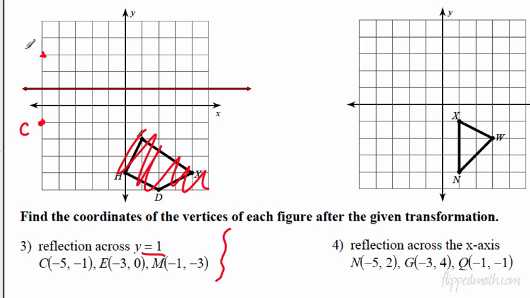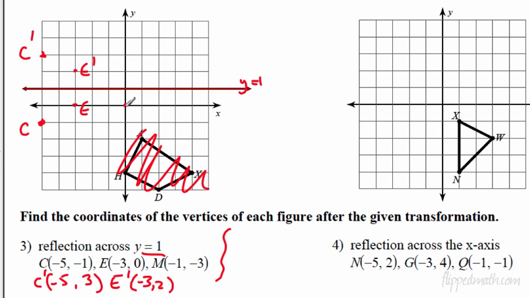It ends up here. All right, so what are the coordinates of that? You got to remember the origin's right here. So you got 1, 2, 3, 4, 5, negative 5, 1, 2, 3. So it's negative 5, 3. That's going to be C prime. Okay, how about E? Negative 3, 0. E is right here. The line y equals 1, which we probably should label that. It's 1 unit to it. So on the other side, 1 unit would be E prime. What is that? That's negative 3, 2. That's E prime.